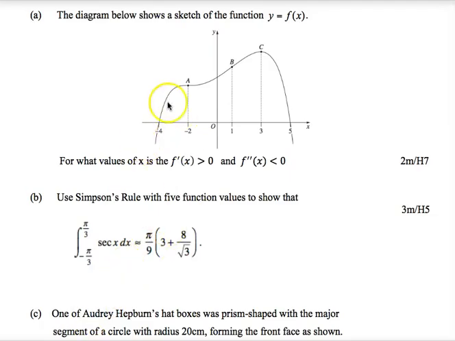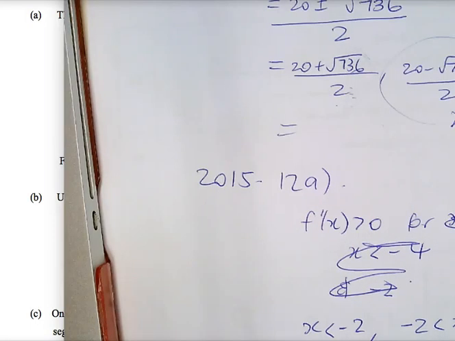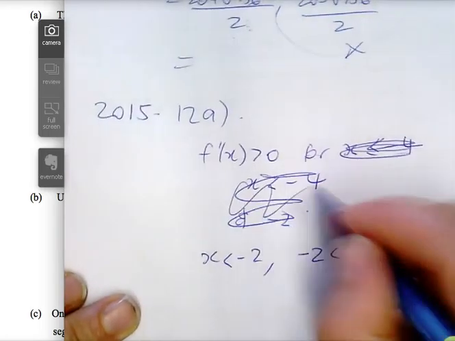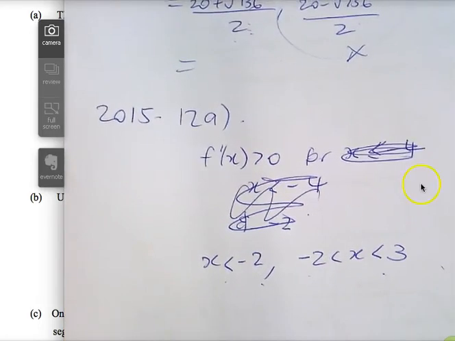One minute. Okay, I'll start again. Positive gradient is for x less than negative 2, but not for x equals negative 2, and also positive gradient all the way from x equals negative 2 up to 3. So I'll write that down for you. The gradient f dashed x is greater than 0 for x less than negative 2 and for values of x between negative 2 and 3.